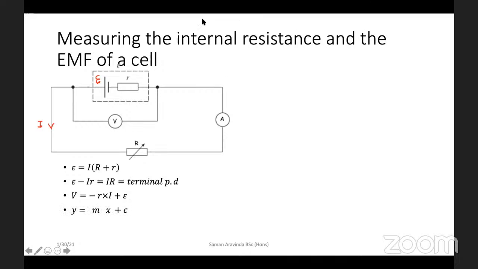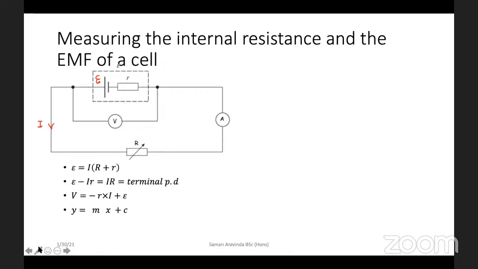Then why don't you connect the voltmeter across the particular resistor? Because I need to have the potential difference across the terminals. If I have a small resistance here, I would not measure the terminal potential difference. Am I clear? It will include the emitter.